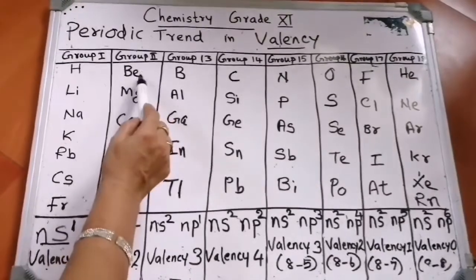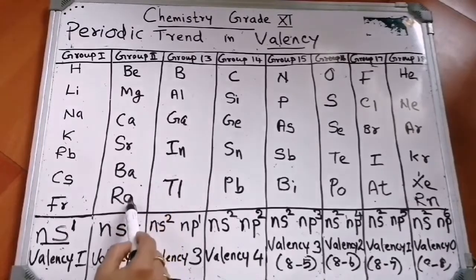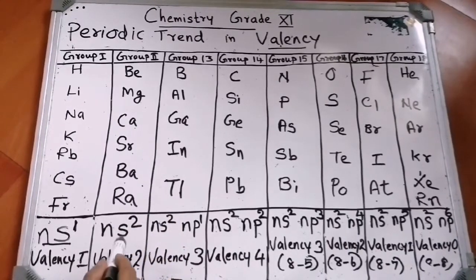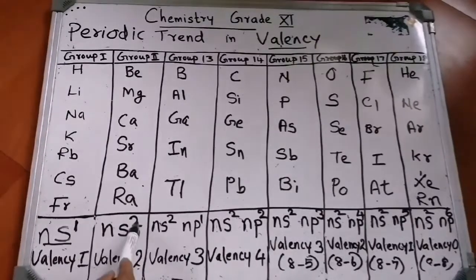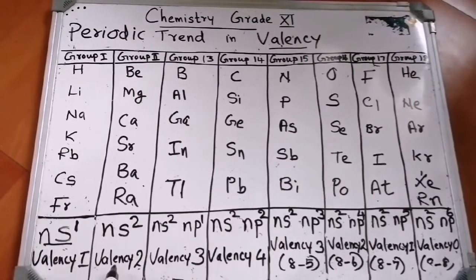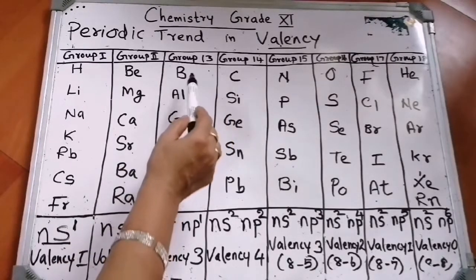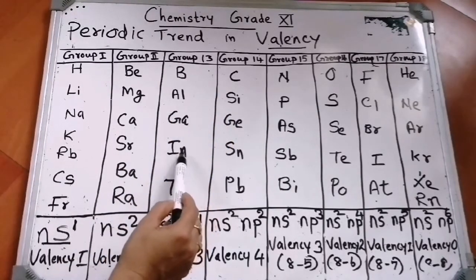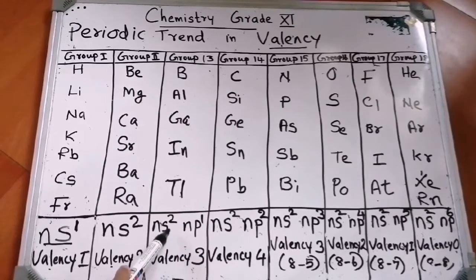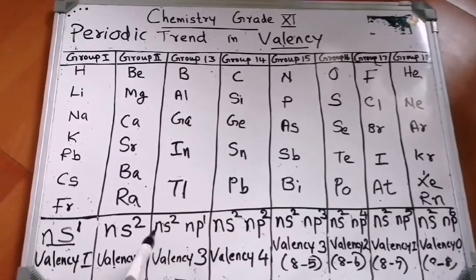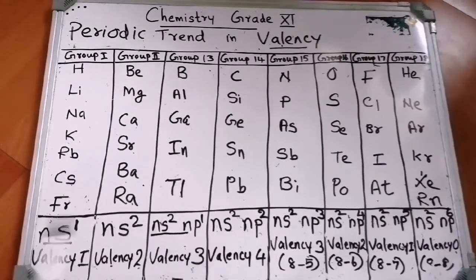Group 2 elements beryllium, magnesium, calcium, strontium, barium and radium, they have the outer electronic configuration ns2 and they have only 2 electrons in the outermost shell, so valency is 2. Group 13 elements boron, aluminium, gallium, indium and thallium, their general electronic configuration is ns2 np1. As they have 3 electrons in the outer shell, the valency is 3.